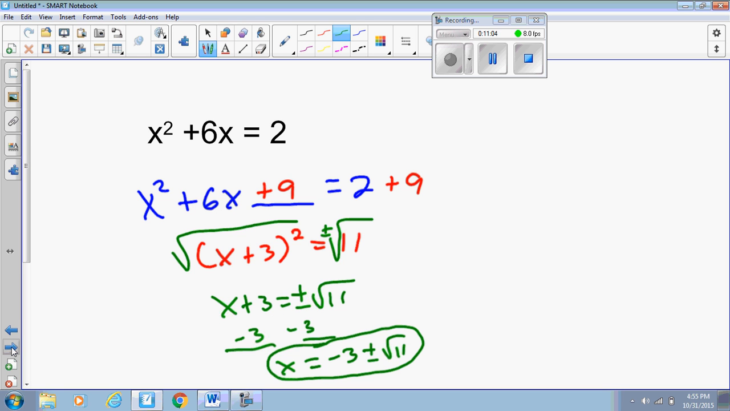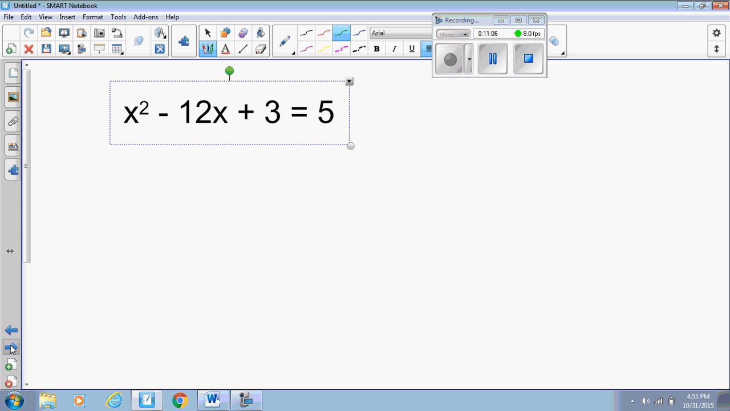Okay, let's get it a little more complicated when I do something like this. I have numbers on both sides here. So what I'm going to have to do first, I want to have a different number than 3 here. Now there's different ways of doing it. Probably the easiest way is to subtract 3 from both sides. I'm going to have x squared minus 12x, and I'll leave a space again, equals 2.